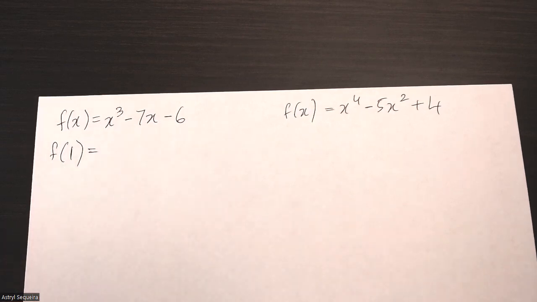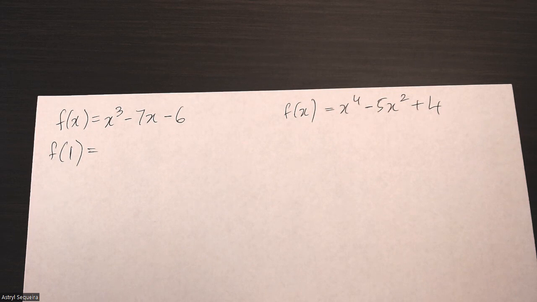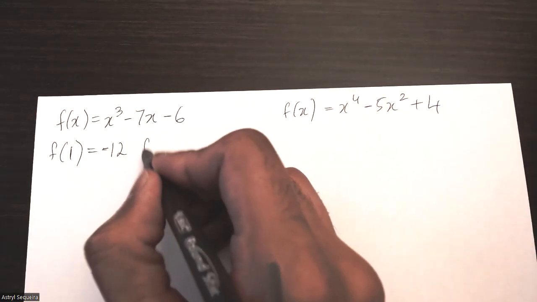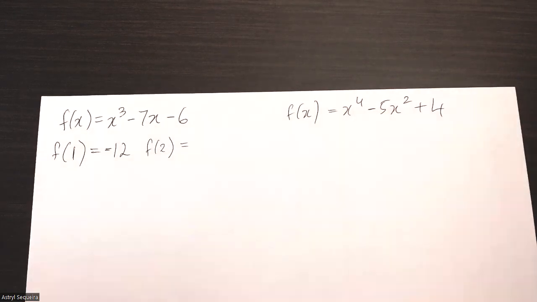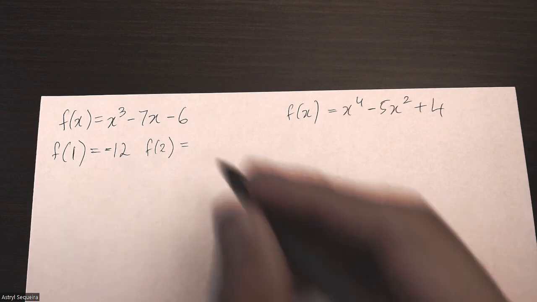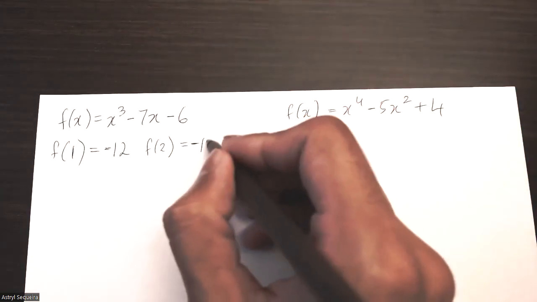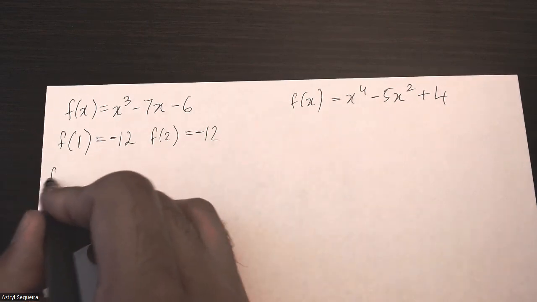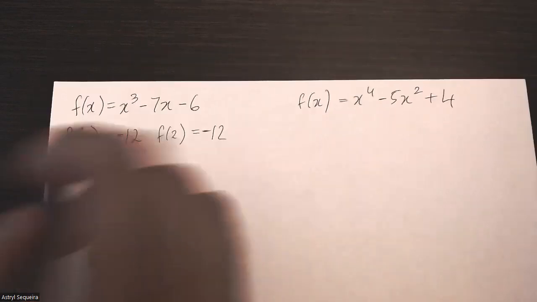If I sub in 1 into this equation, 1 to the power of 3 minus 7 times 1 minus 6 is negative 12. So 1 does not work. Let me try positive 2, see if that works. I get negative 12 for 2 as well. This is a bit strange. I've never seen the same answer, but positive numbers don't seem to be working. So I'll try negative 1 and negative 2 and see how that goes.